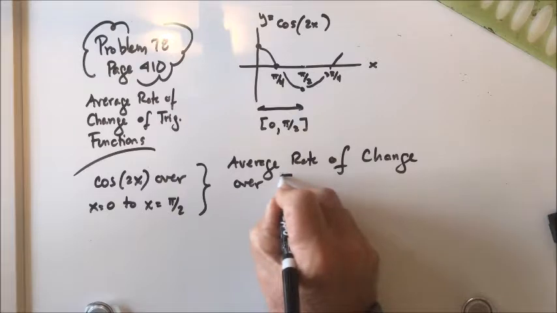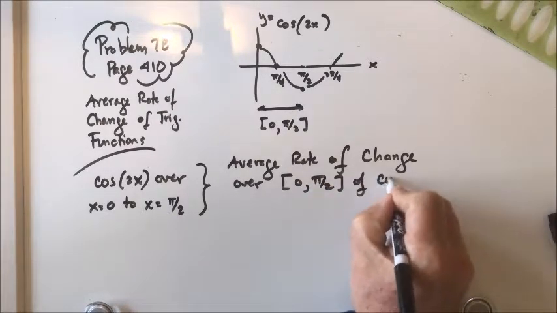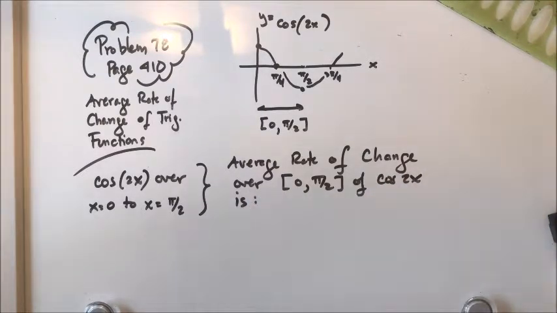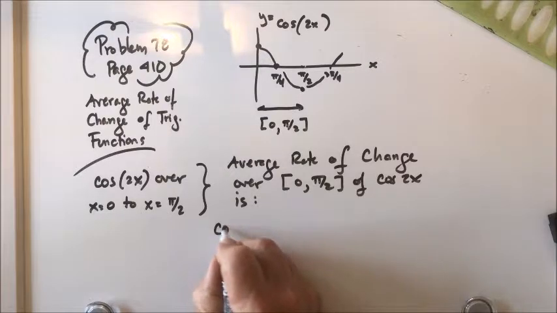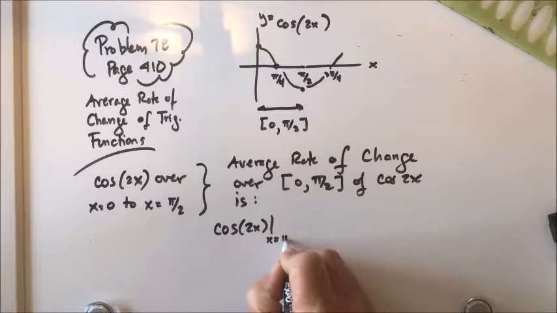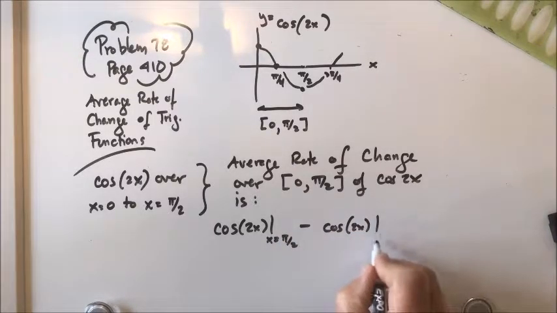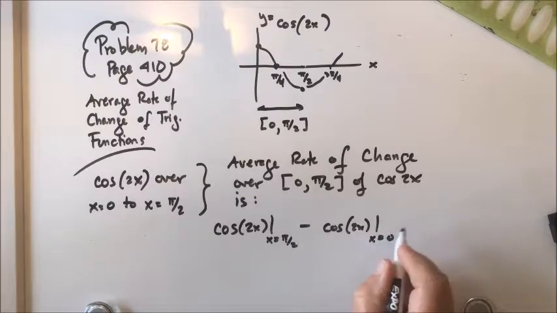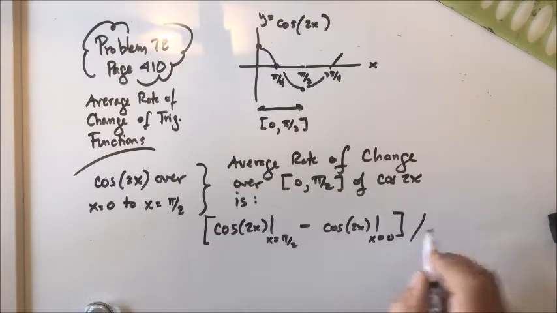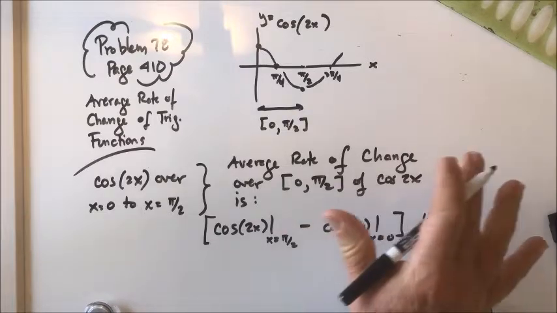over 0 to pi over 2 of cosine of 2x is, I'm hearing a drum roll here, cosine 2x evaluated at x equals pi over 2 minus cosine of 2x evaluated at x equals 0, all divided by pi over 2 minus 0, the length of the interval.